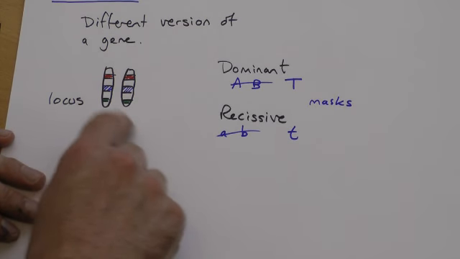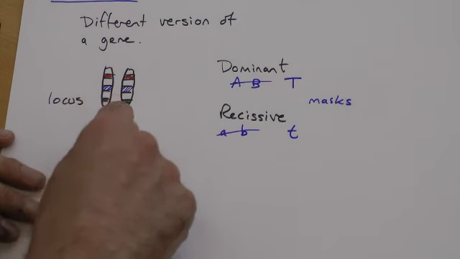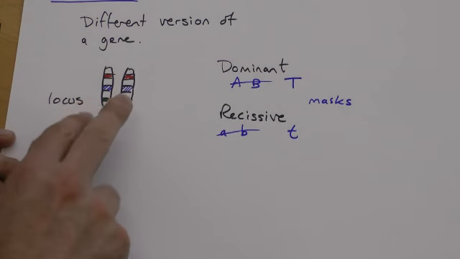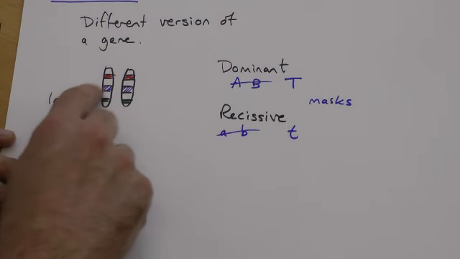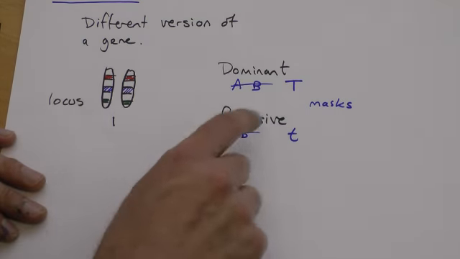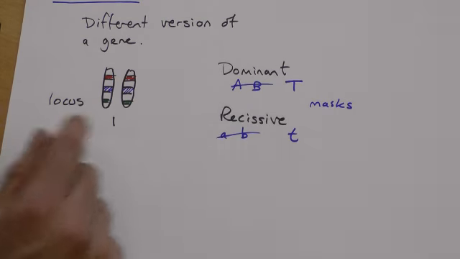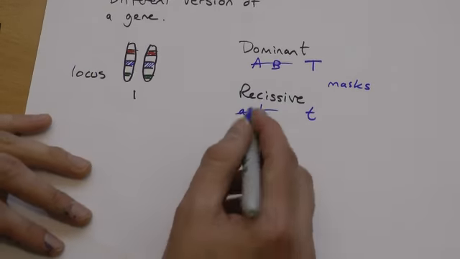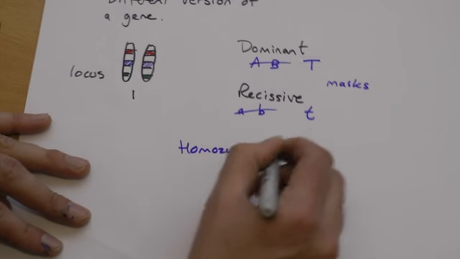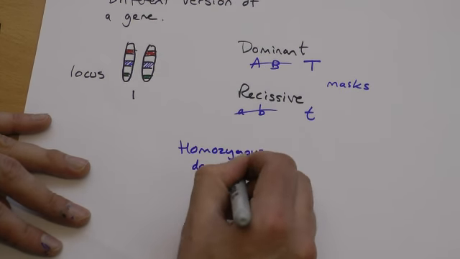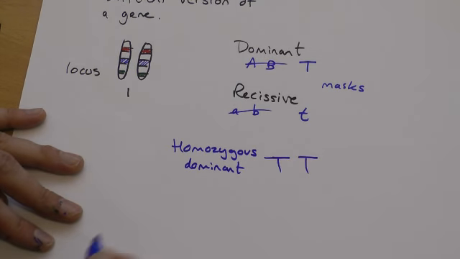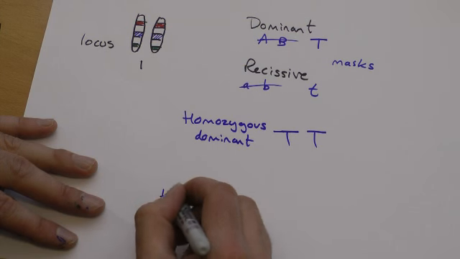So just to recap, we inherit two chromosomes, one from the mother, one from the father of each pair. We've got 23 pairs here. But for each gene we've inherited, we've got two copies of each gene, so we've got two alleles for each gene. It might be the same allele, we might get two dominant ones that we would call homozygous dominant. In other words, we could get big T from the mother, big T from the father.